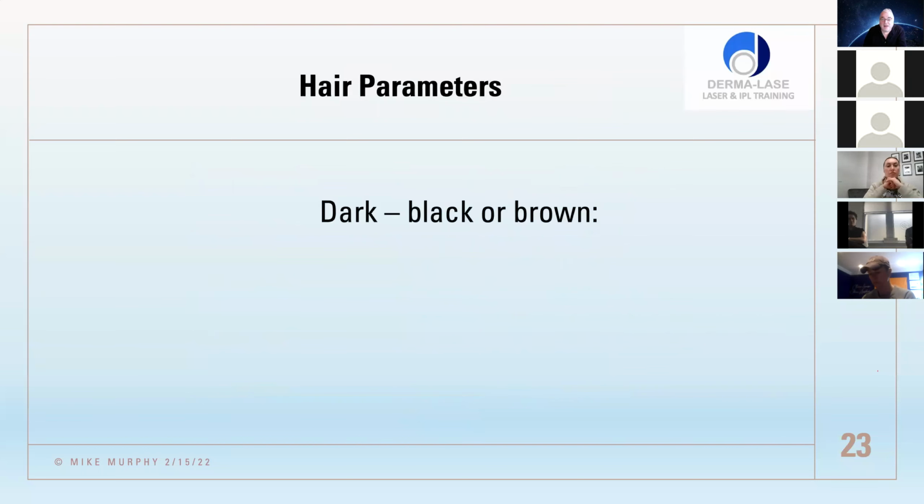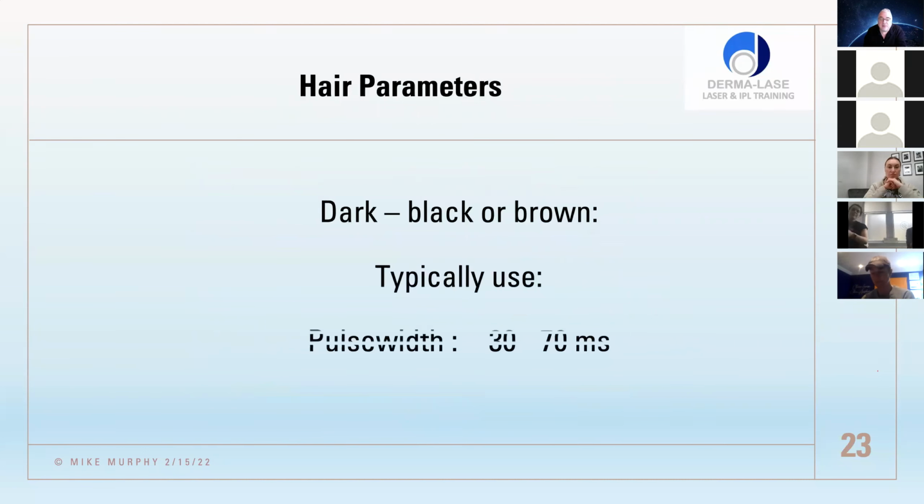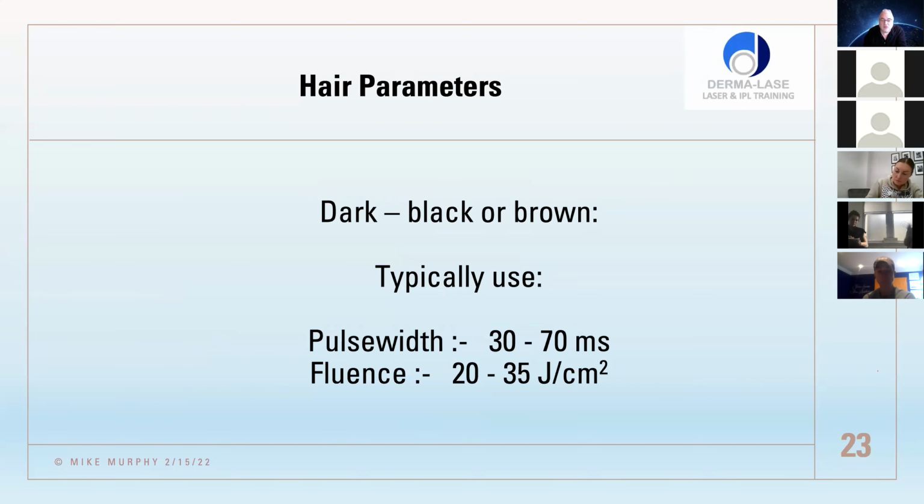So for dark hair, here's the numbers. Here's the groovy stuff. For dark hair, black or dark brown hair, I recommend typically we want to use pulses between about 30 and 70 milliseconds with a fluence somewhere between 20 to 35 joules per square centimeter. Now, it's quite a wide range here of both of these because it depends on where the hair is, how deep it is, what the color is, and the thickness of the hair. So it has to be quite a wide range. Single numbers just don't do it.